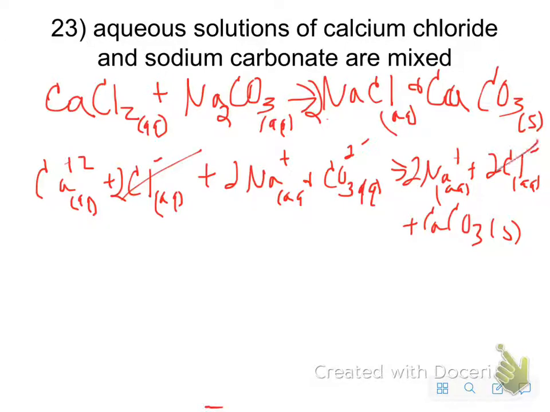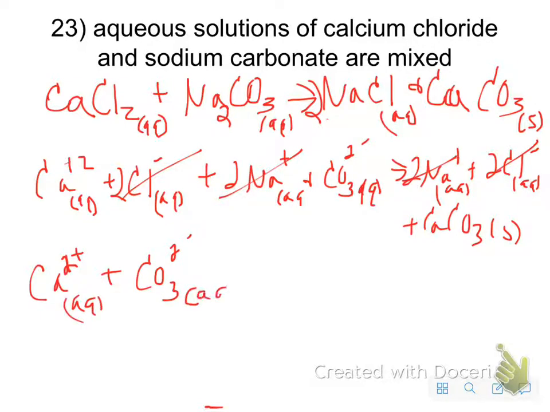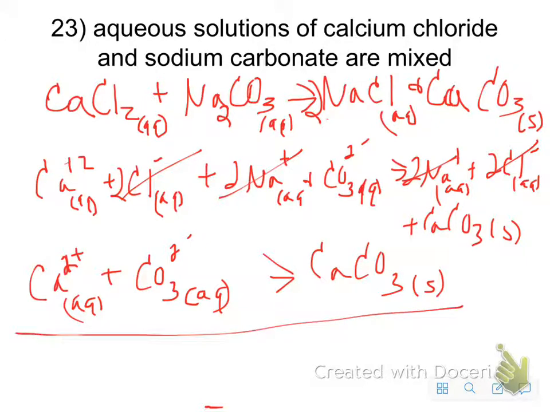Okay, so let's eliminate spectators. 2 chlorine, 2 chlorine, 2 sodium, 2 sodium. My net ionic then is Ca, I'll write it as 2 plus, CO3, 2 minus. They are both aqueous, and I get calcium carbonate solid. So sodium and chlorine were just spectators. I focus on the things involved in creating the new product.